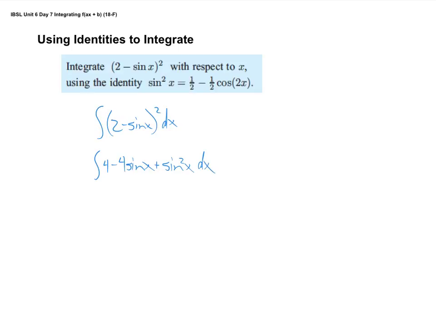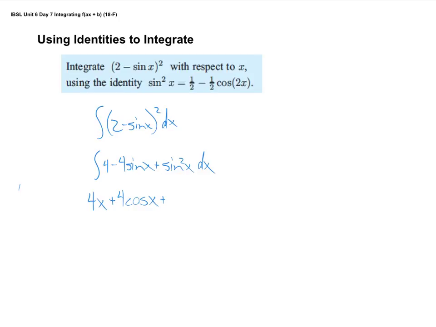And we could take the integral of 4, that's just 4x. We could take the integral of negative 4 sine. The integral of sine is negative cosine, so that'd be a plus 4 cosine x. But the problem is, we don't have a rule for the integral of sine squared. We don't have a way to integrate a composite function like this one, where the outer function is something squared, the inner function is not linear, it's sine.